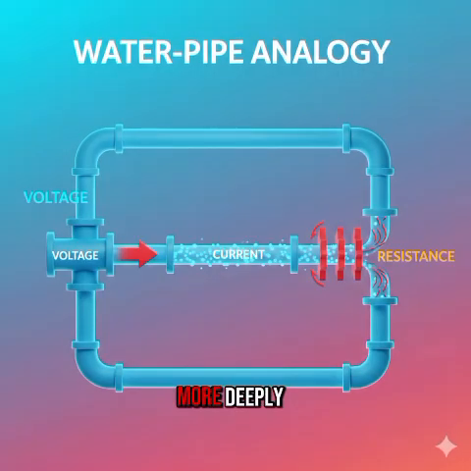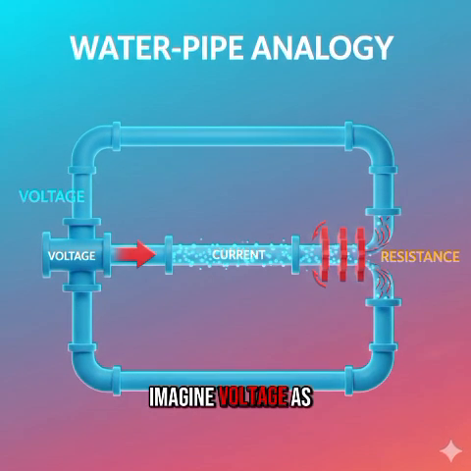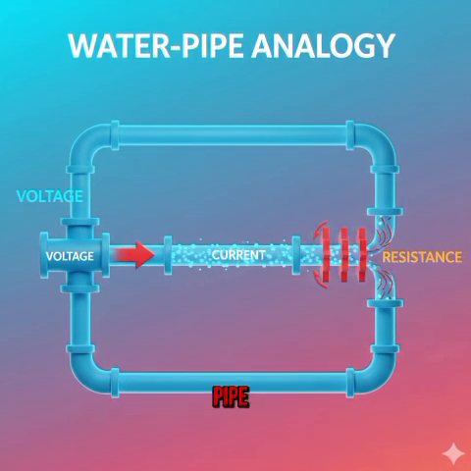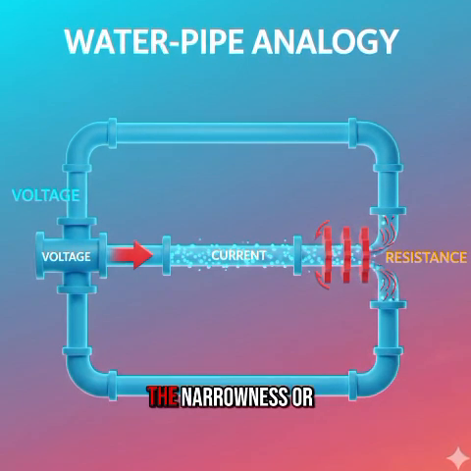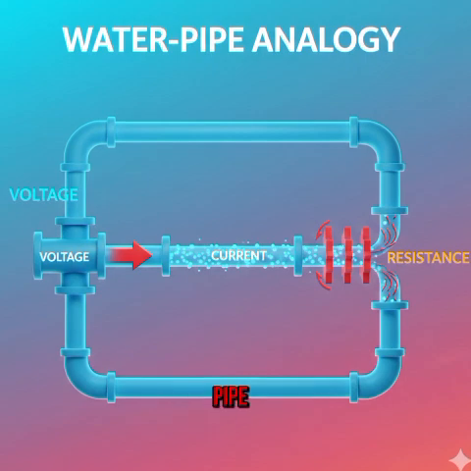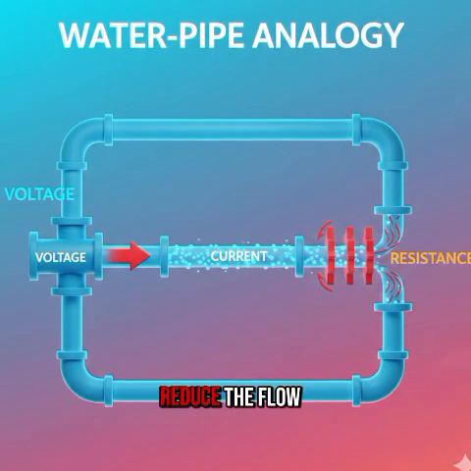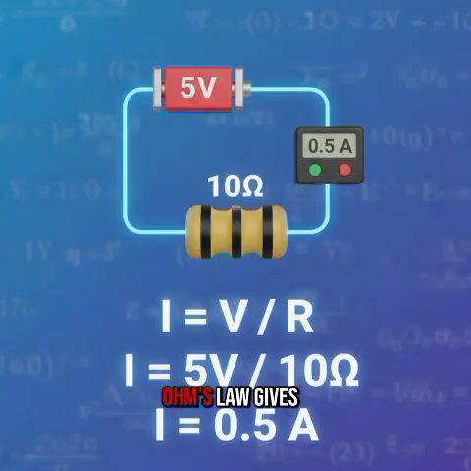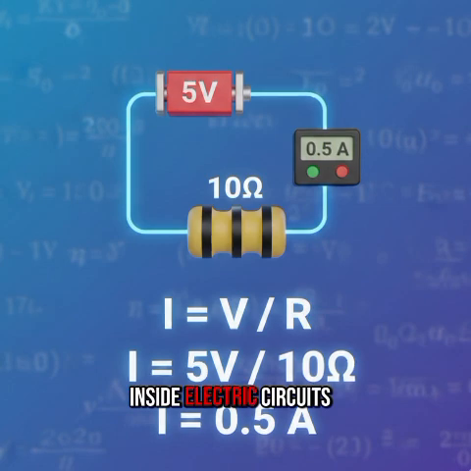To understand it more deeply, consider a water analogy. Imagine voltage as the pressure pushing water through a pipe, current as the flow rate of the water, and resistance as the narrowness or friction inside the pipe. Higher pressure leads to more flow, while tighter pipes reduce the flow. Ohm's law gives us a quantitative understanding of this relationship inside electric circuits.